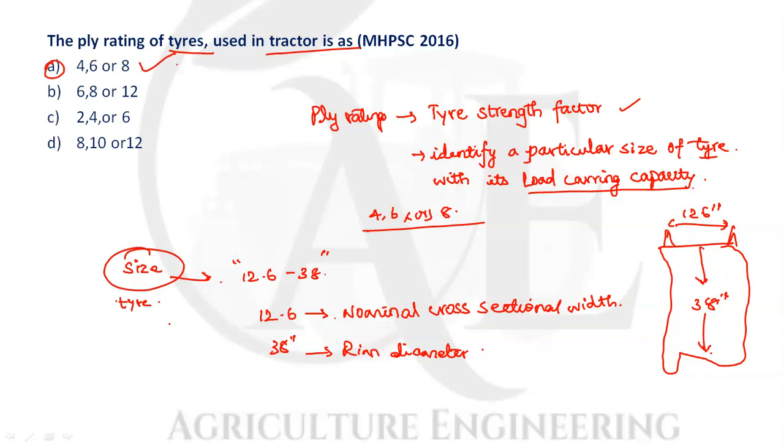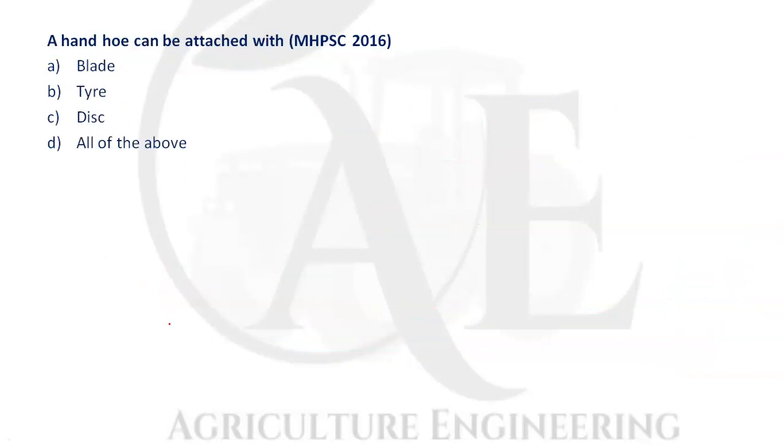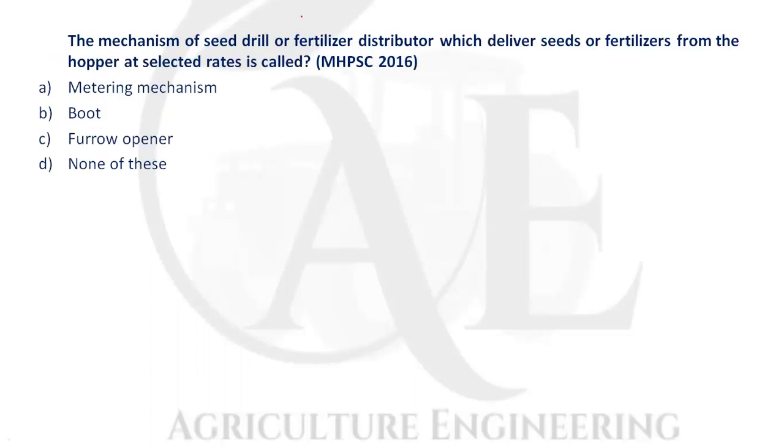So next question. A hand hoe can be attached with blade, tine, disc, all the above. Option D is the correct answer. Next question. The mechanism of the seed drill or fertilizer distributor which delivers the seeds or fertilizers from the hopper at selected rate is called. So it is known as metering mechanism. It is not boot or furrow opener. It is known as metering mechanism.